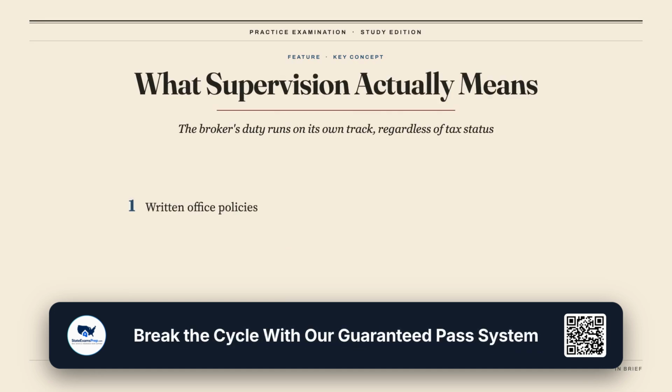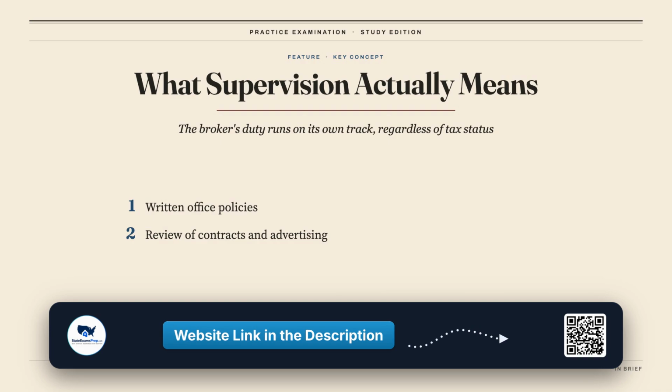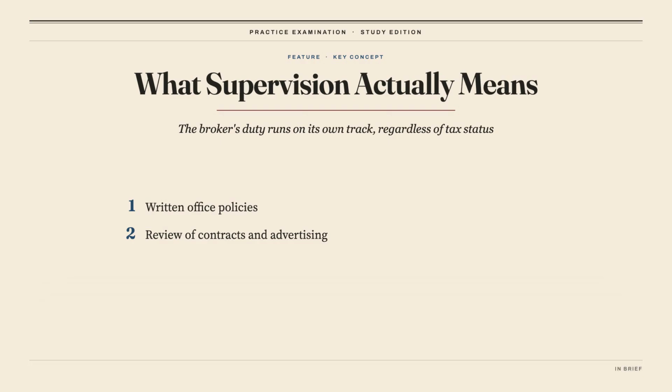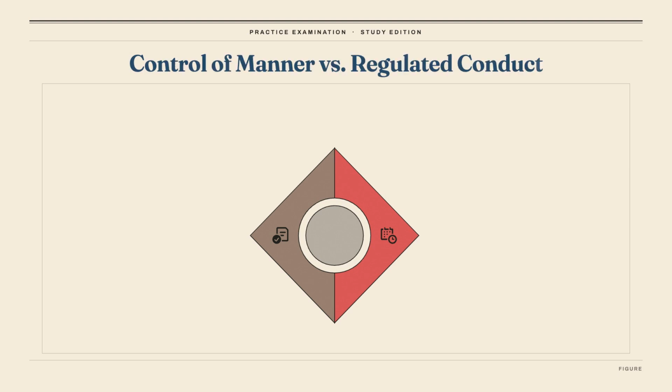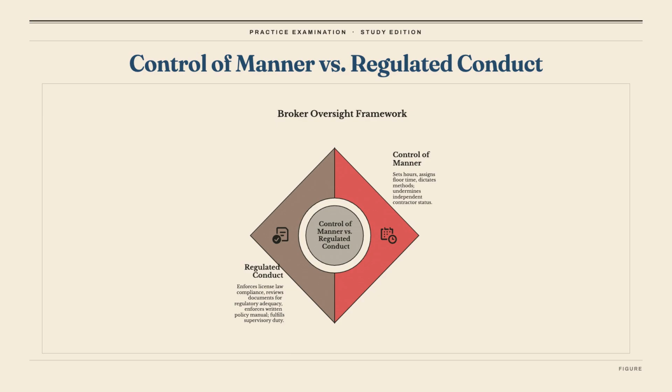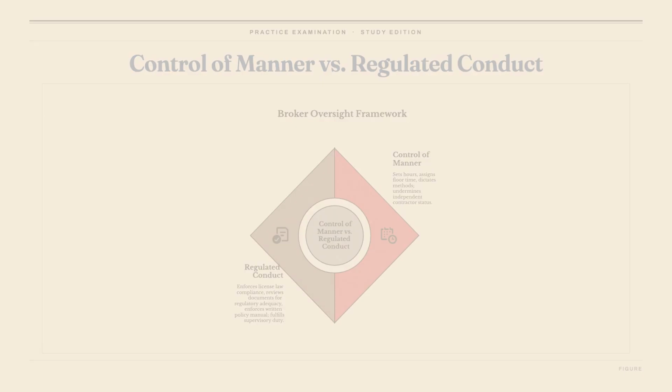Missouri expressly allows salespersons to work as independent contractors paid solely by commission, and federal tax rules back this with a safe harbor. But the supervision duty never softens. Written office policies, review of contracts and advertising, control of escrow funds, and being reachable for guidance are all still required of the broker. The two systems coexist because controlling the manner of work is not the same as controlling regulated conduct. A broker who sets hours and dictates methods undermines independent contractor status, but a broker who enforces license law and a written policy manual is simply discharging the duty the state placed on her.